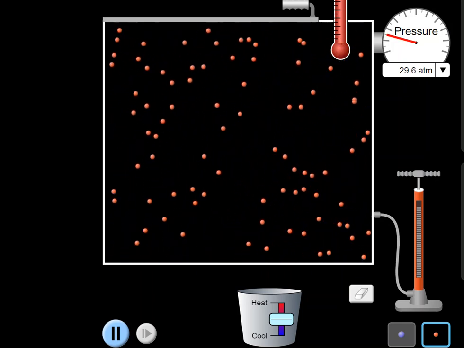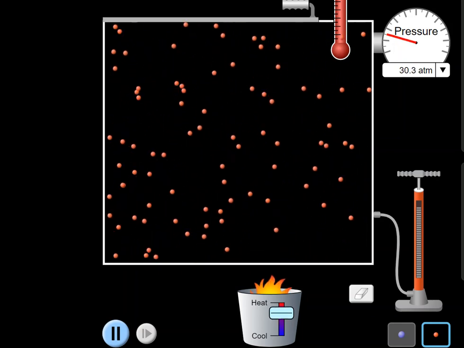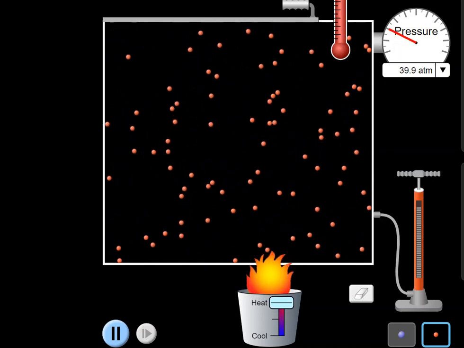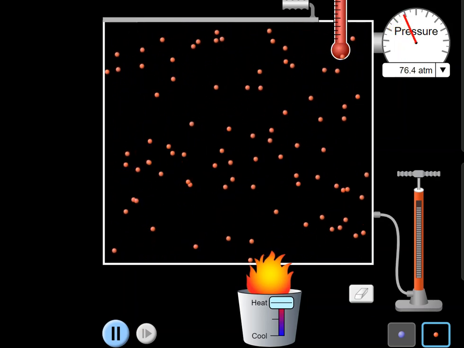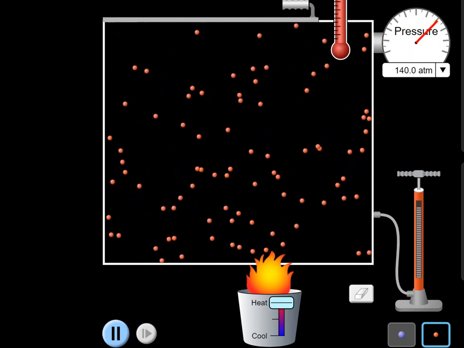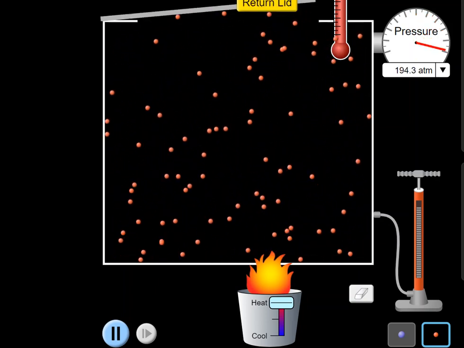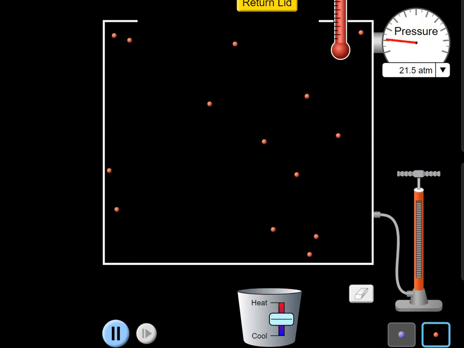Let's go ahead and continue heating it and see if we can heat it enough that the container can't take it anymore. The pressure gets too high. Strong container. Oh, there it goes. Notice the pressure goes down right away when we have fewer particles.